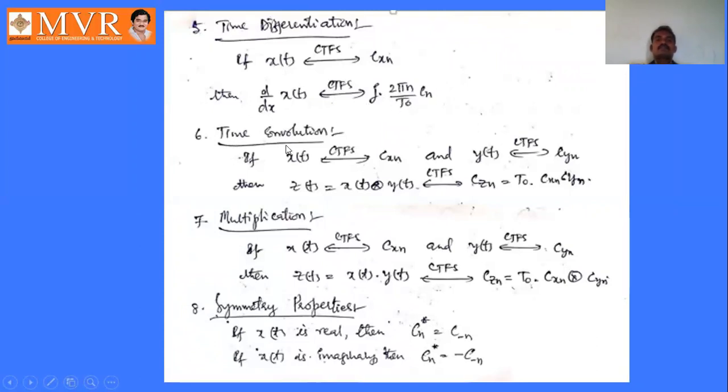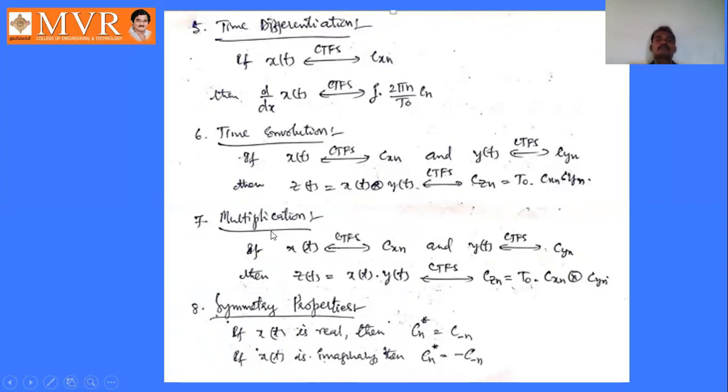Next, the time convolution property. It is defined as: if the continuous time Fourier series of x of t is c_xn and the continuous time Fourier series of y of t is c_yn, then for z of t equal to x of t convolved with y of t, the continuous time Fourier series is c_zn equal to T naught into c_xn into c_yn. So the convolution in time domain becomes simple multiplication in frequency domain.